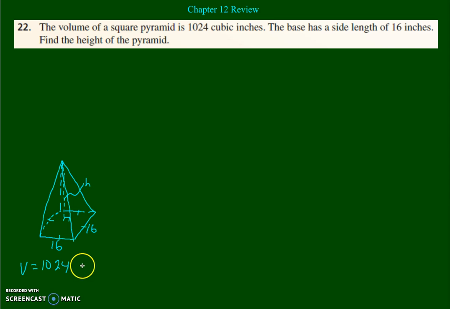Well, the best thing to do to solve this is to write down the formula and see where we are. We know that volume equals 1/3 area of the base times the height. The volume is given to us as 1024, and that equals 1/3. Area of the base is 16 squared times the height. Well, this is a fairly easy problem. It's just a basic problem in algebra.